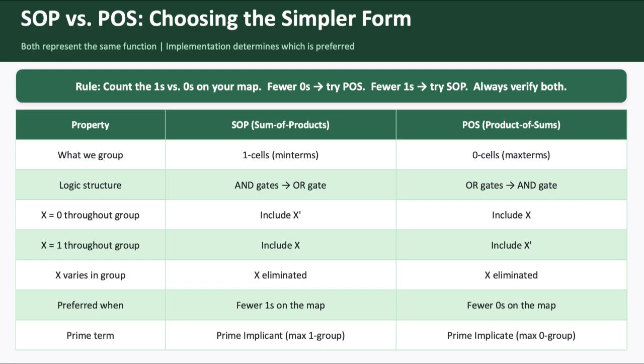The prime term concept mirrors itself as well. A prime implicant is the maximal grouping of ones. A prime implicate is the maximal grouping of zeros. The selection procedure is identical. Find all prime terms, identify essential ones, cover the remaining uncovered cells with the minimum number of additional prime terms. For your examinations, when the problem asks for the minimal expression, check both SOP and POS, report the one with fewer terms, or fewer total literals if the term count is tied. Show your work on both maps.